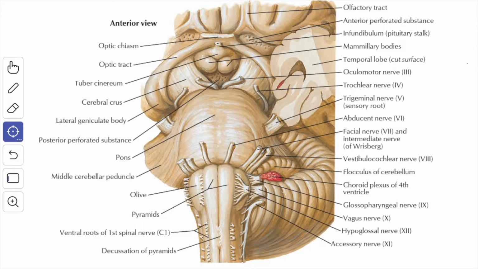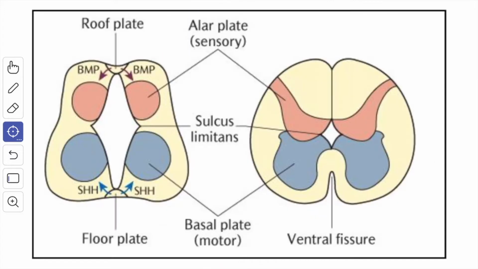The third group is those associated with special sense organs, namely the olfactory nerve, the first cranial nerve, the optic nerve, the second cranial nerve, and the vestibulocochlear nerve. So these are associated with special sense organs. A cranial nerve which consists of motor fibers is a motor nerve, and one which consists of sensory fibers is a sensory nerve. When they have both motor and sensory fibers, they are called a mixed nerve.